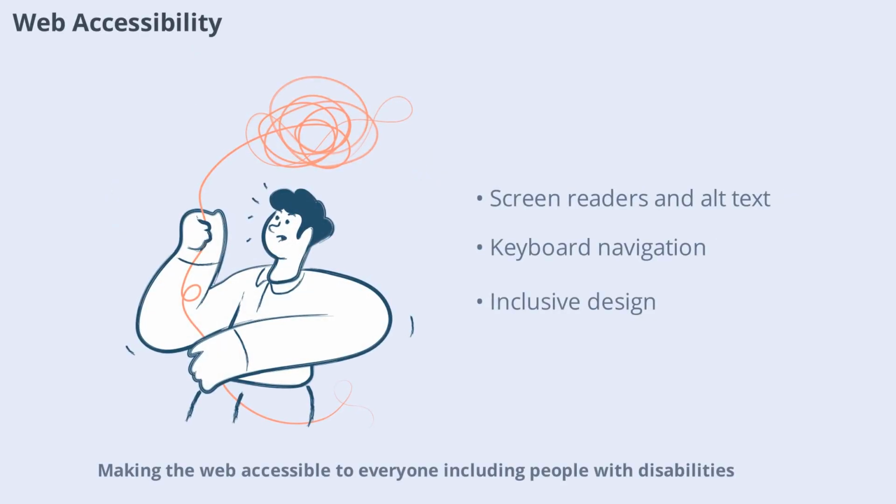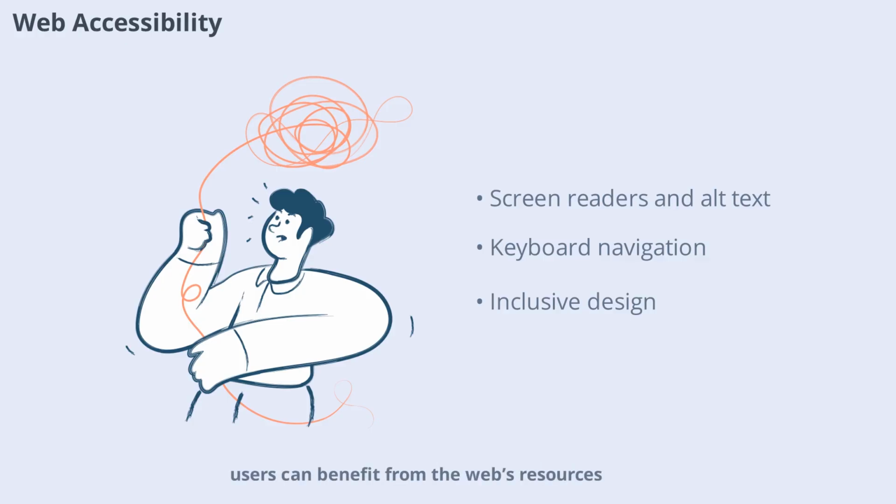Making the web accessible to everyone, including people with disabilities, is a key goal for developers and organizations. Accessibility features like screen readers, alternative text, and keyboard navigation ensure that all users can benefit from the web's resources. Inclusive design is essential for a truly open and equitable web.